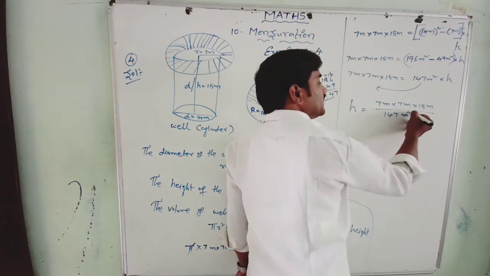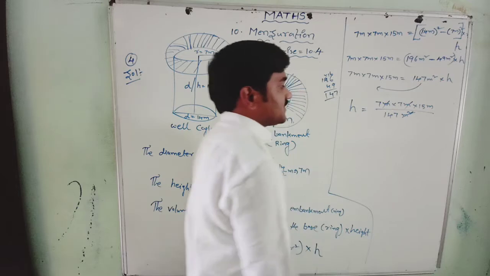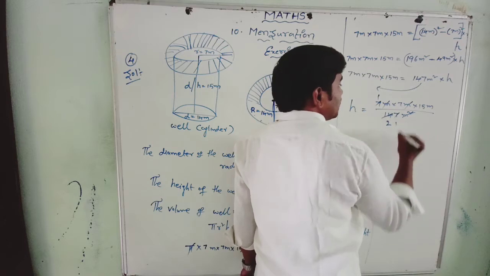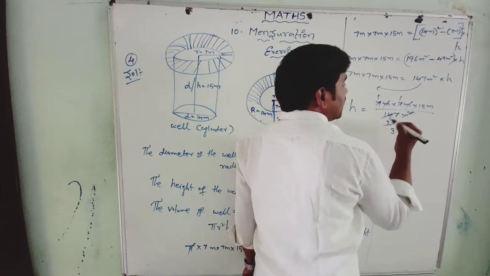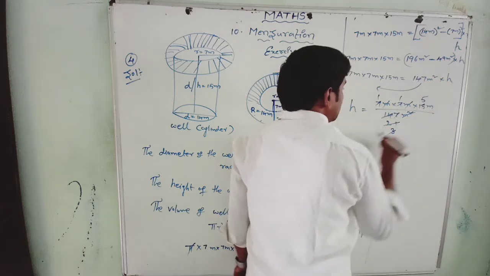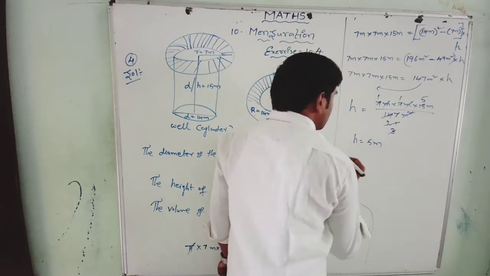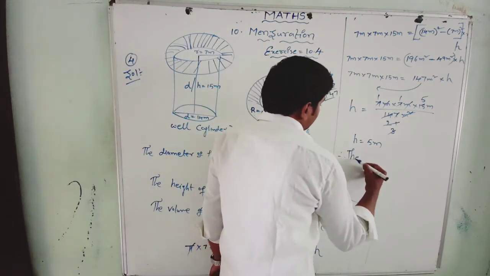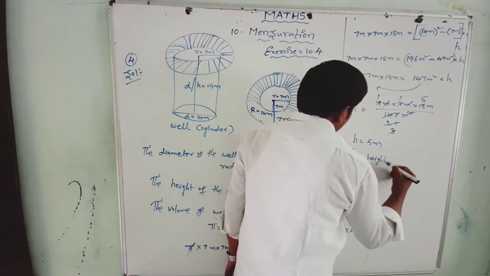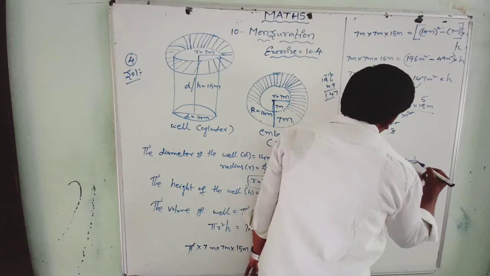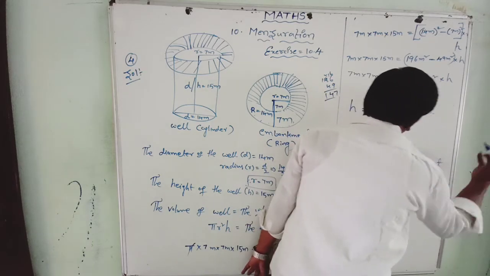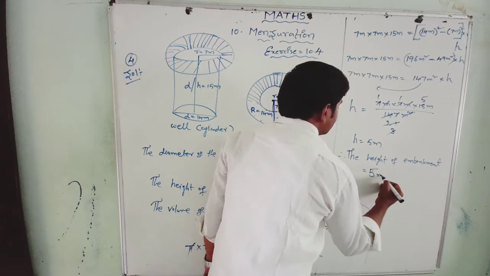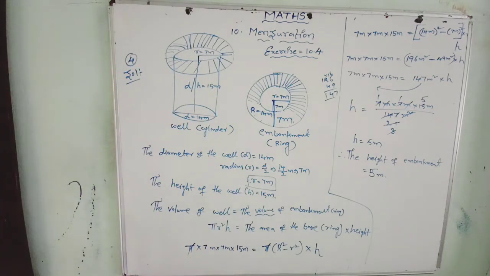Meter square means there are 2 meters here. This 2 meters and this 2 meters will cancel. Then 7 table, let us cancel. 7 ones are 7, 7 twos are 14. 7 ones are 7, 7 ones are 7. 7 threes are 21, 3 ones are 3, 3 fives are 15. H equal to 5 meters. Therefore, the height of the embankment is equal to 5 meters. The height of the embankment is 5 meters.